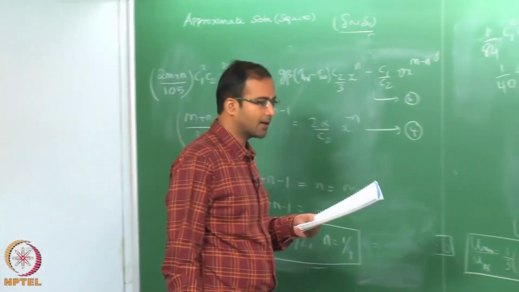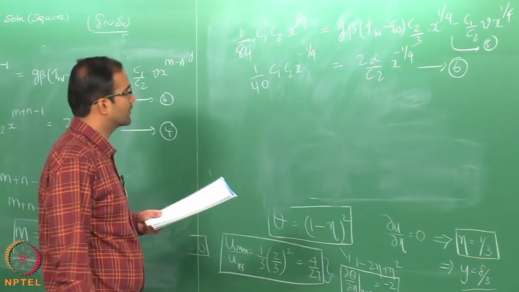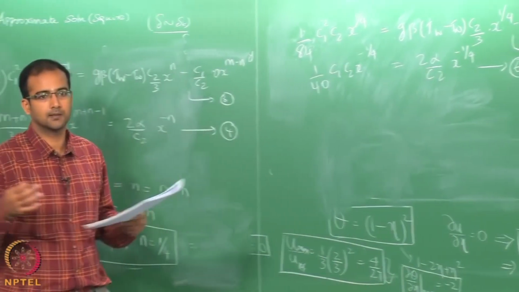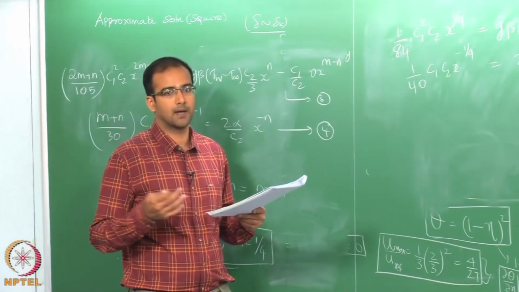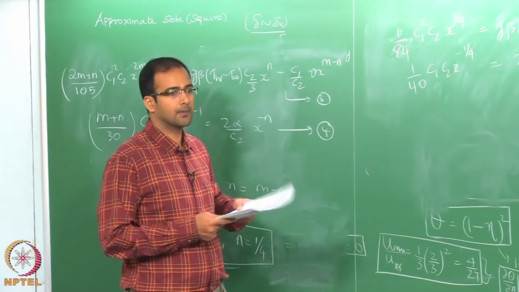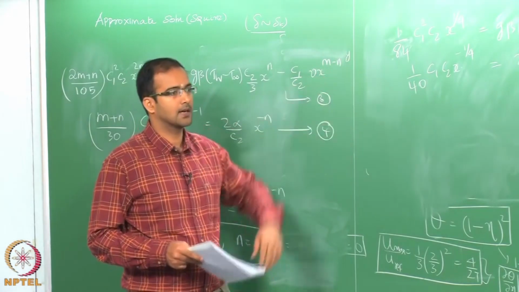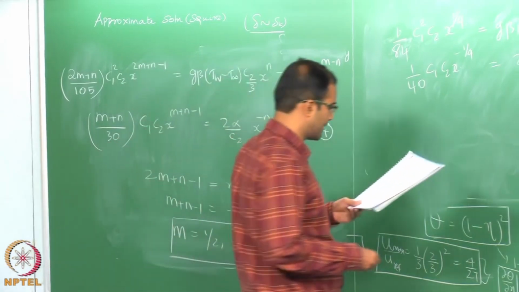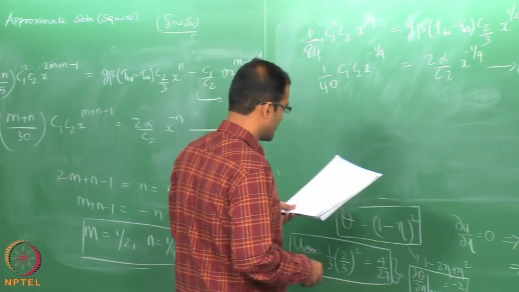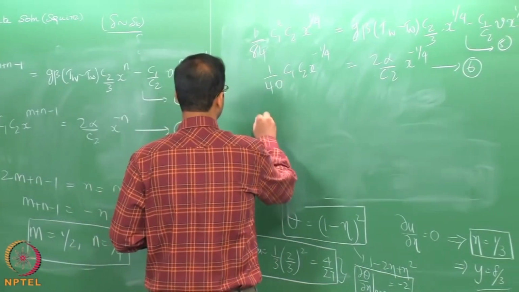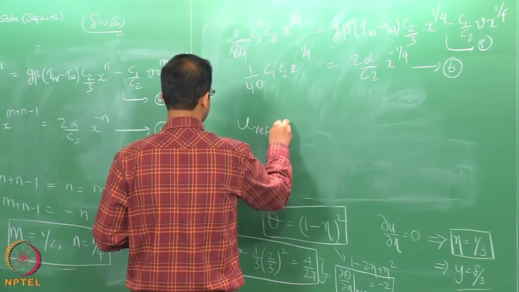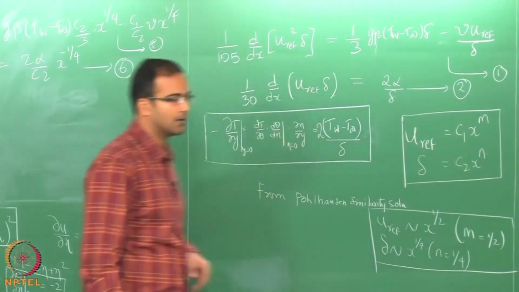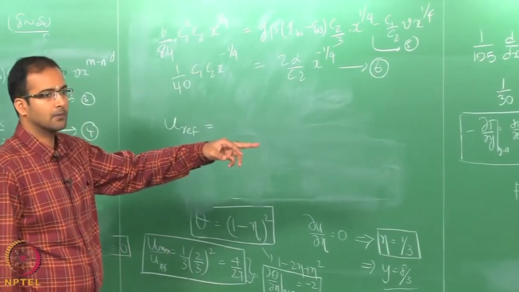Okay. So now if you solve these two equations, if you find it too cumbersome to solve, you can put it in a symbolic manipulation mathematical package like Mathematica or Maple. You can simply copy paste these two equations and ask it to solve for C1 and C2. Okay. So finally you will be able to get C1 and C2, and from that the expression for u reference, because u reference you have assumed as C1 x power m. So we will get the constant C1, and m is already determined to be 1 by 2.